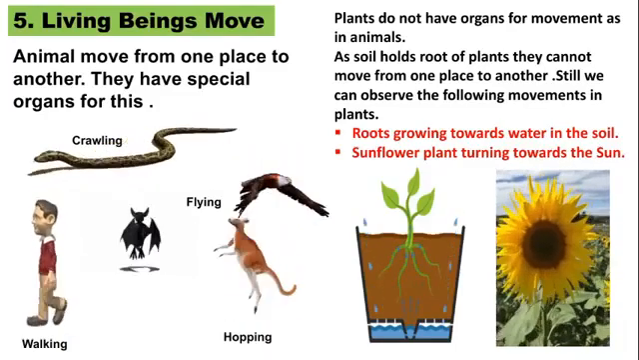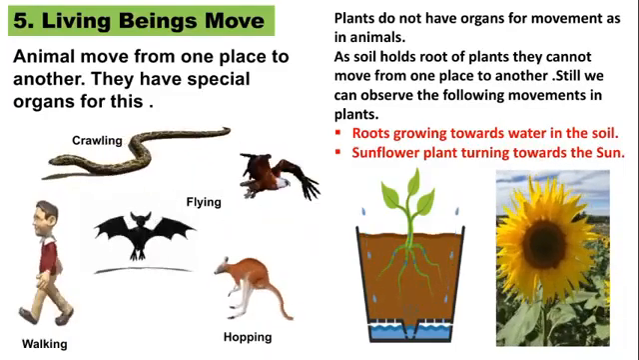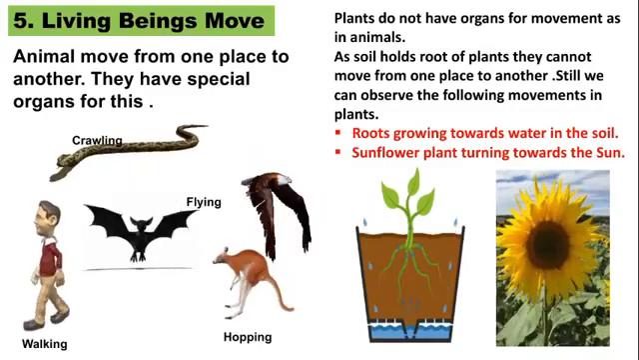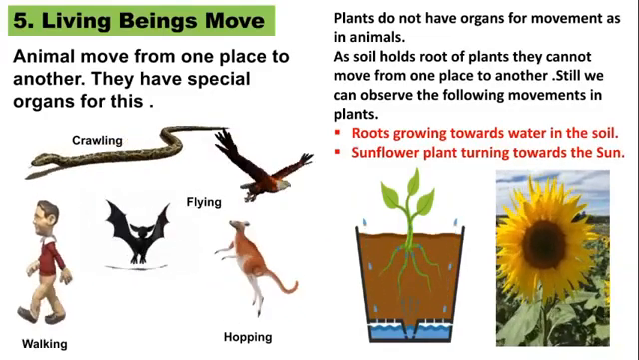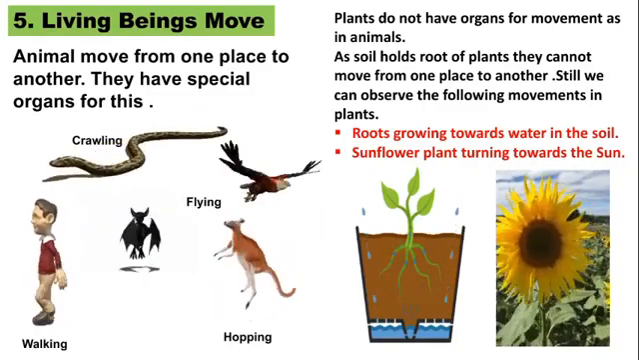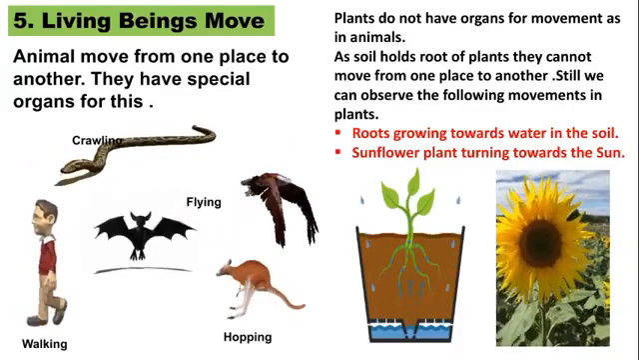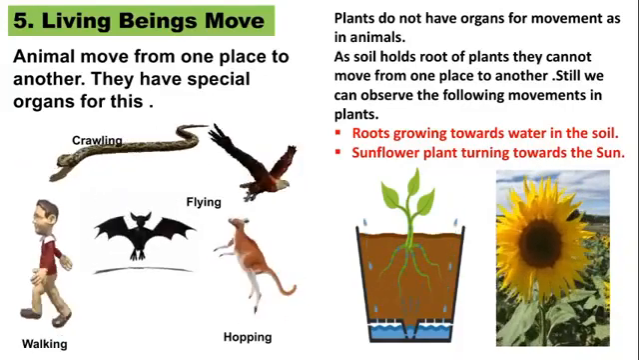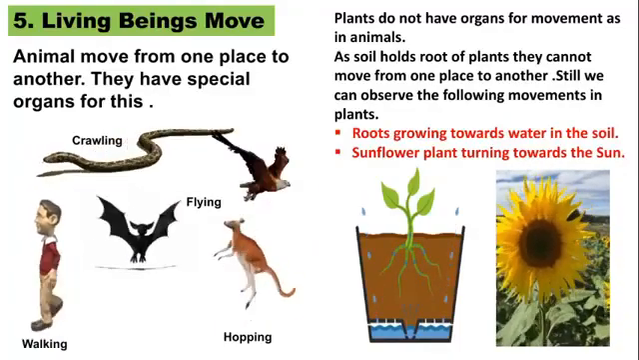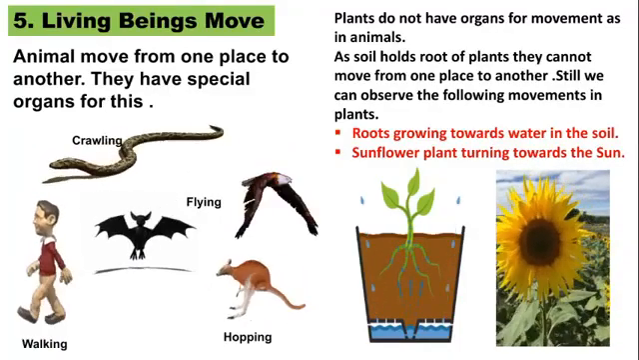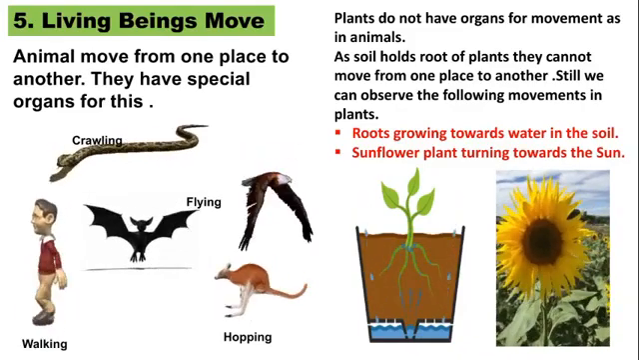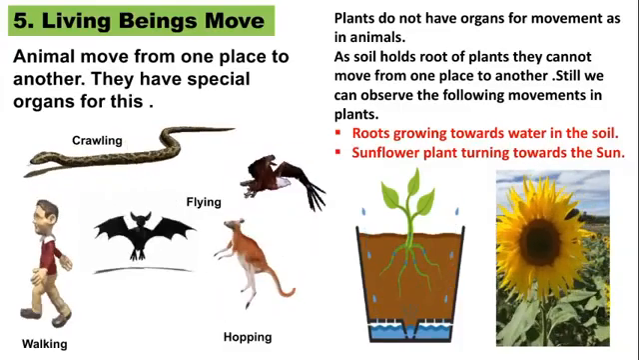In the case of plants, children, plants do not have organs for movement as in animals. But then also we can observe some movements in the plants, isn't it? Yes, as soil holds the roots of plants, they cannot move from one place to another. Still, we can observe the following movements in plants. What are those? Roots growing towards water in the soil. Sunflower plant turning towards the sun.